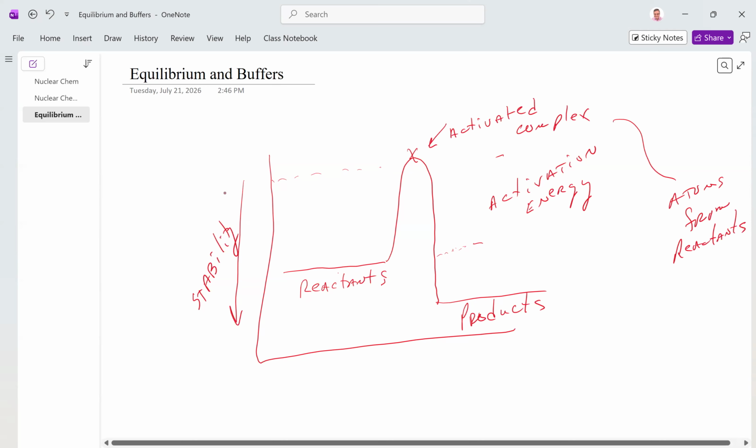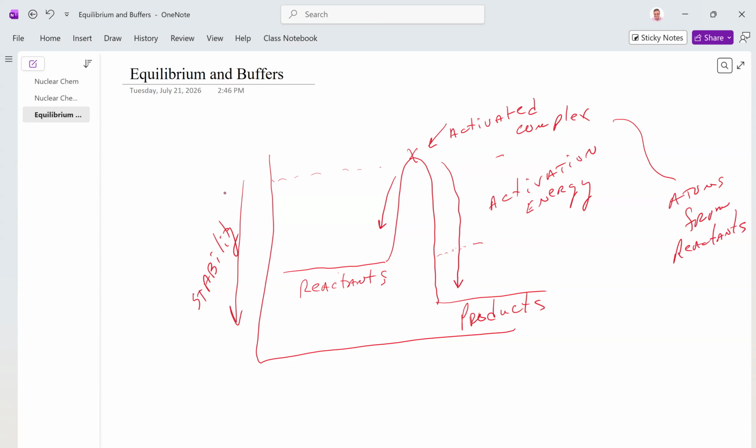Now, they're at a very high instability here. So they want to recombine to be more stable. They can do that one of two ways. They can go back to the reactants, or they can go over to the products. And you'll get a mixture of molecules being formed on the reactant side and molecules being formed on the product side.